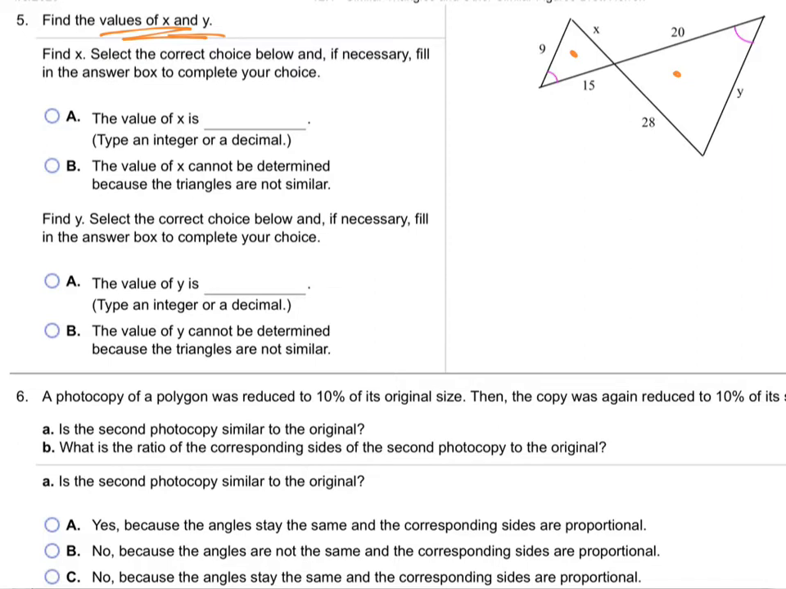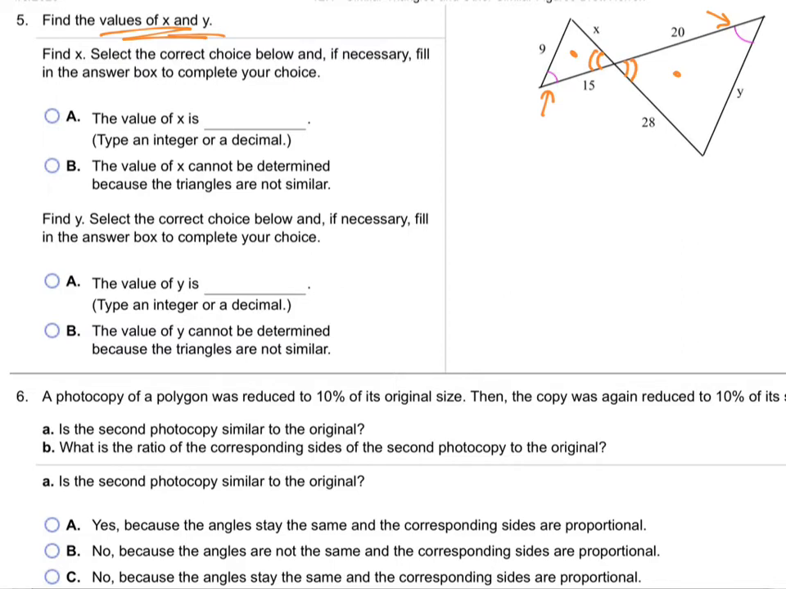Well, we know these two angles here must be equal angles because they're diagonal. They're called vertical angles. They're always equal. And then, of course, they're giving us this angle and this angle are equal. So that's two equal angles in the two triangles. And so that means that actually all three angles have to be equal. And so the two triangles are similar by angle, angle.